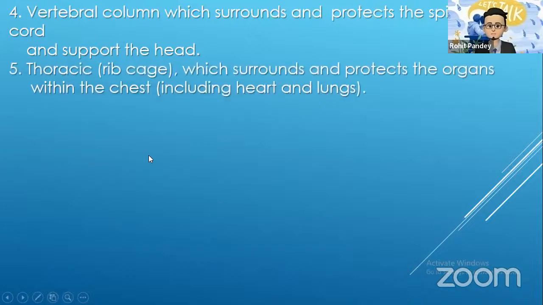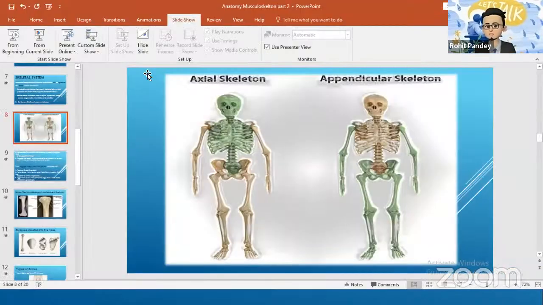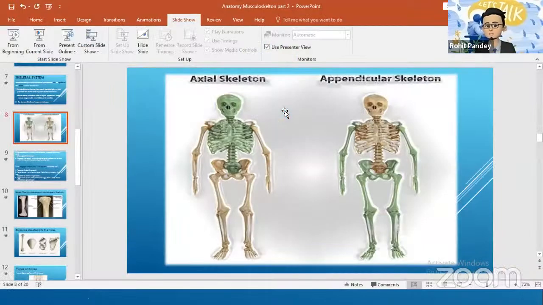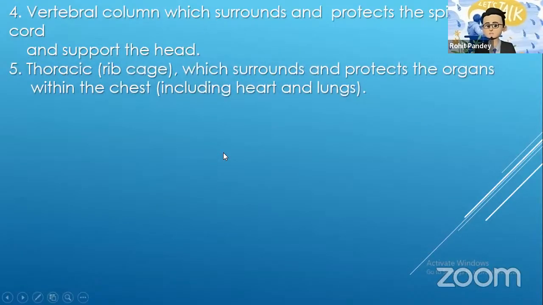Next, thoracic, rib cage. Here you can see the rib cage. The rib cage, thoracic, surrounds and protects the organs within the chest, including the heart and lungs. You can see the heart and lungs come under this, and it surrounds and helps to protect the heart and lungs.